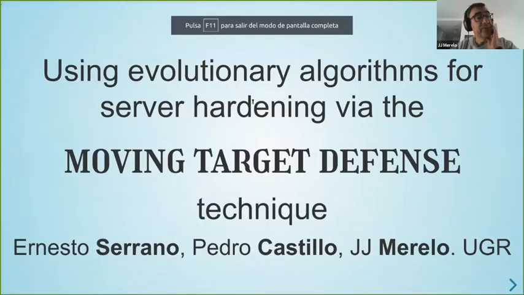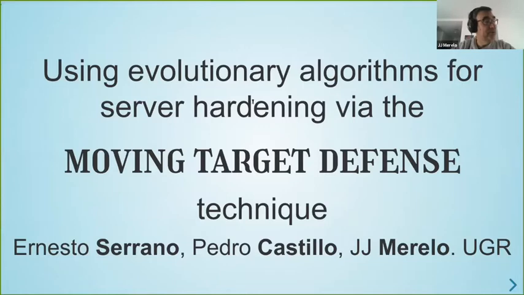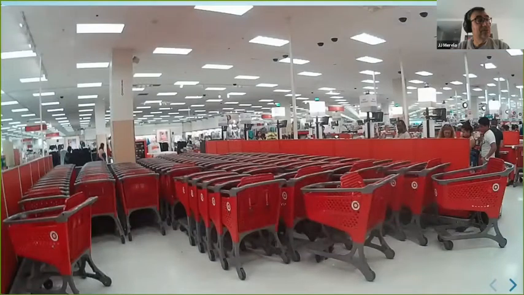So this is research we did at the University of Granada with Ernesto Serrano and Pedro Castillo, who is around here. Ernesto Serrano, I don't think he's around here, but he was a master's student. And actually, while he was doing this, he was a high school professor in the beautiful island of El Hierro, which is down south in front of the African coast. But this is a very interesting work, I think, which is basically about what is called the moving target defense.